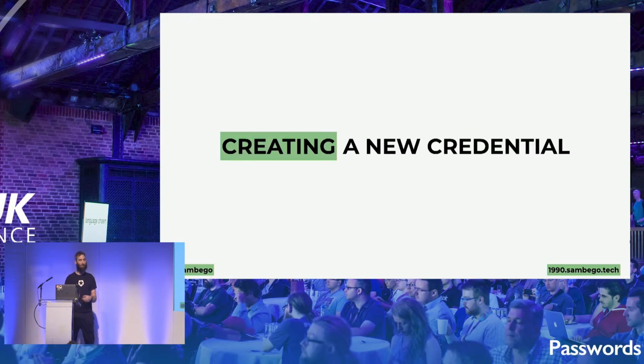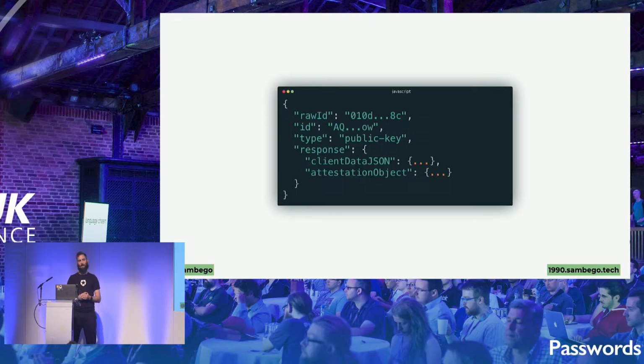The first thing, again, when you create a new credential, this is what you get back. If you run navigator.credentials.create, this is what eventually comes back from that API. And this is all the data you have to work with. What you see, firstly, is a raw ID and ID of the private key. This is so you can identify that private key in the future.